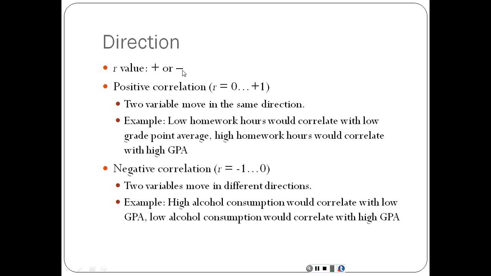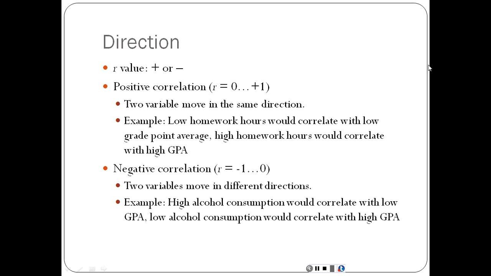So positive correlations would fall within the range where our r would be somewhere between 0 and +1. And this would emerge when the two variables move in the same direction. So for example, we would expect that low homework hours would correlate with a low GPA, just as we would expect that high homework hours would correlate with a high GPA.